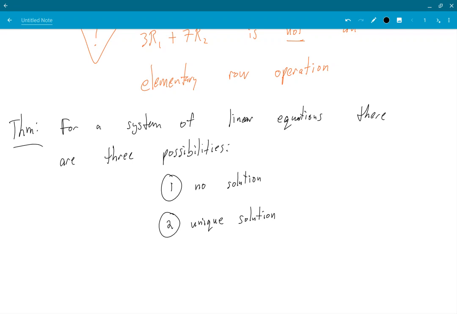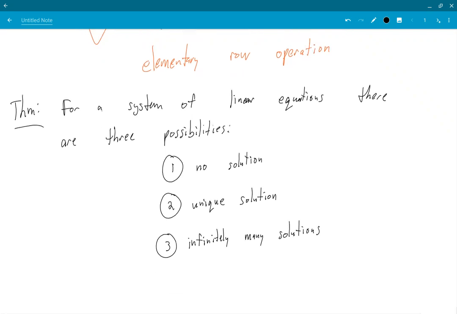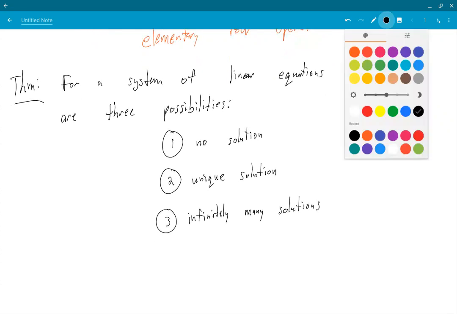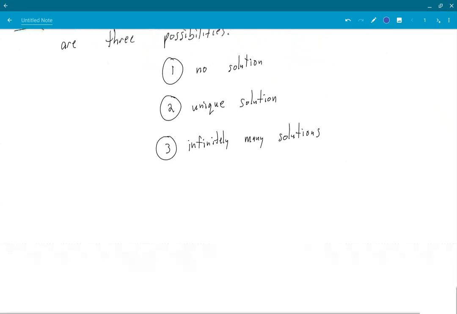Okay, you can imagine two lines intersecting in a single point. And the only other possibility is, in fact, infinitely many solutions. Okay, let's motivate this a little bit in blue.